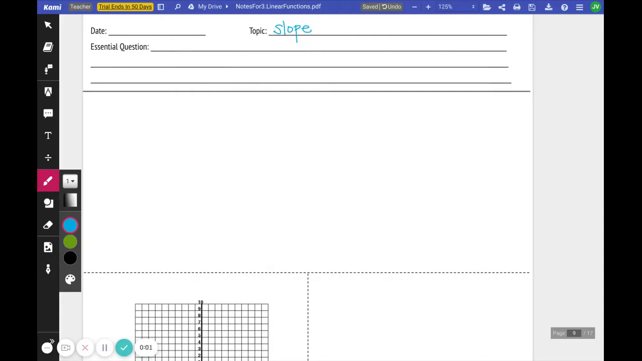We are launching into some information on slope. And what we're going to be talking about is, what is slope? And how is it calculated? So first and foremost, let's talk a little bit about what some things we know for slope.